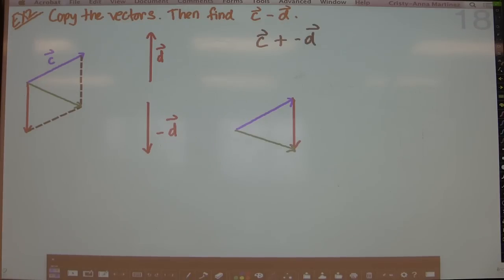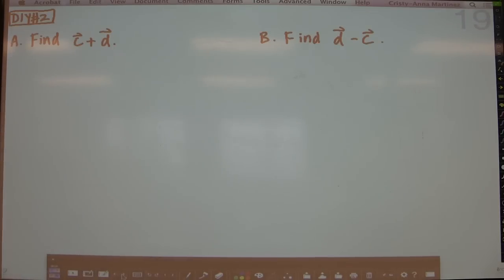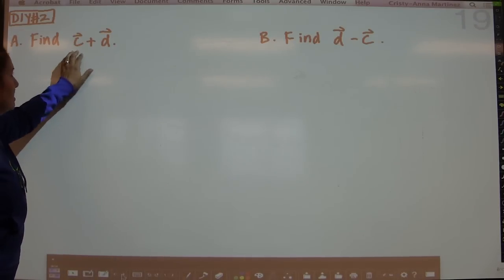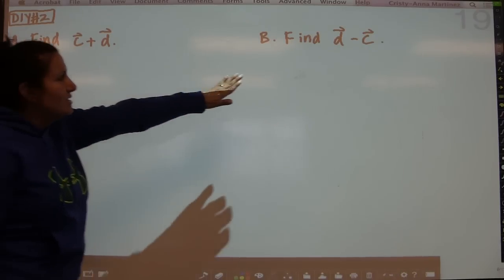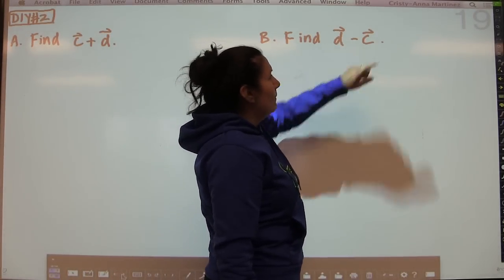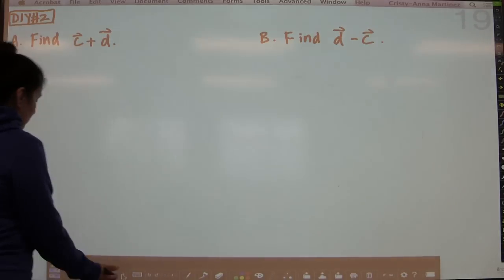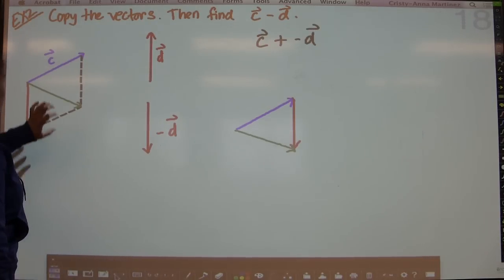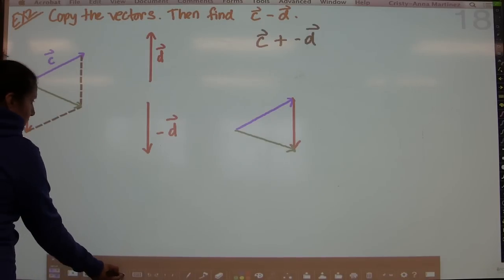So now we're going to ask you to do this example. Remember that this one's normal, C plus D. In this case it says D minus C, so you would start with the D vector and then add the opposite of C. Remember that you're using the same vectors that were given in example 2.